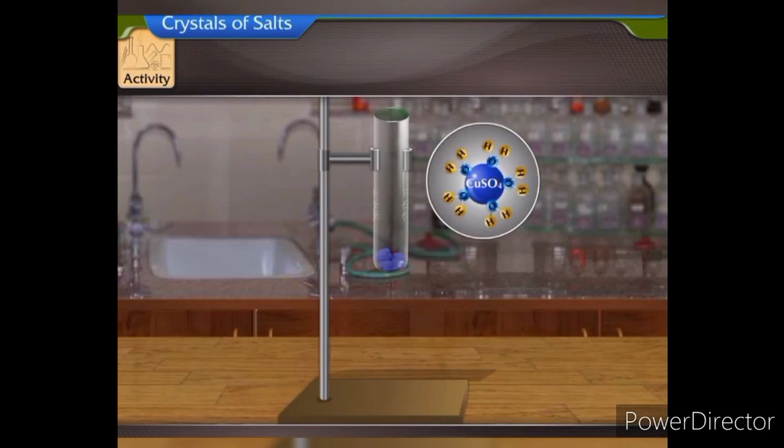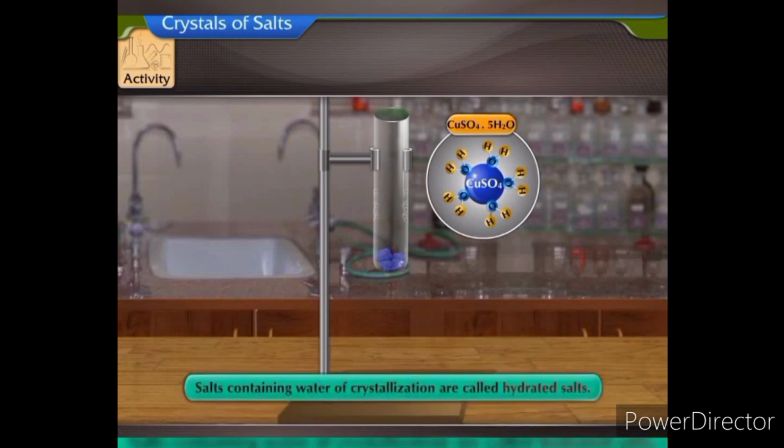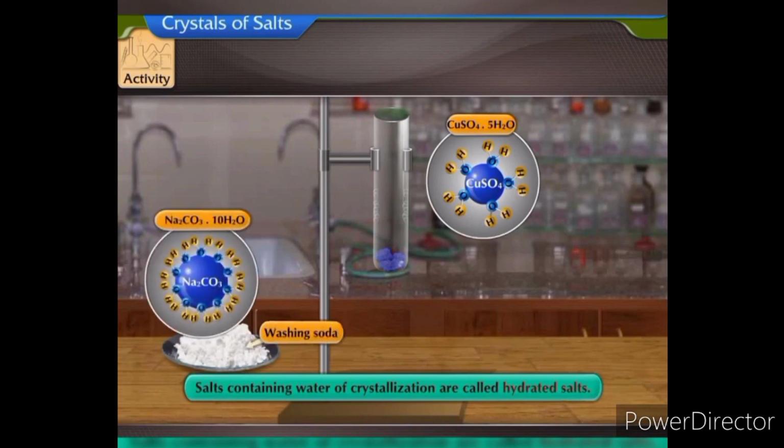Copper sulfate crystals contain 5 molecules of water of crystallization. That is why the formula of copper sulfate is represented as CuSO4.5H2O. Such salts containing water of crystallization are called hydrated salts. Washing soda also is a hydrated salt. The 10 molecules of water in washing soda are the water of crystallization.